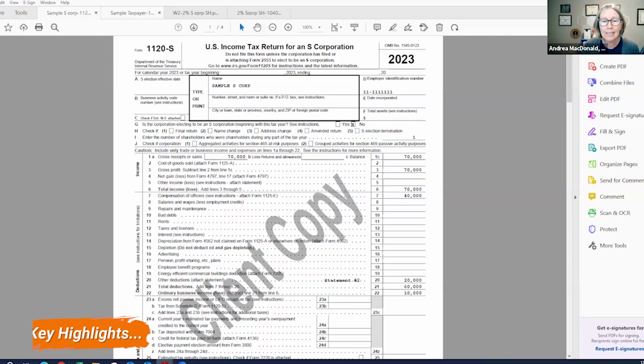Just really quick, in its very simplest terms, basis is the dollar value of the S-Corp members' investment in their S corporation. So it starts off with whatever personal money you, for example, deposit into that.